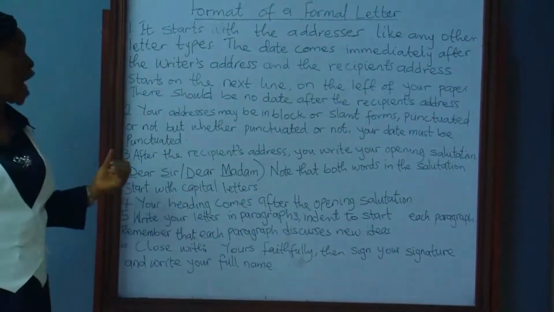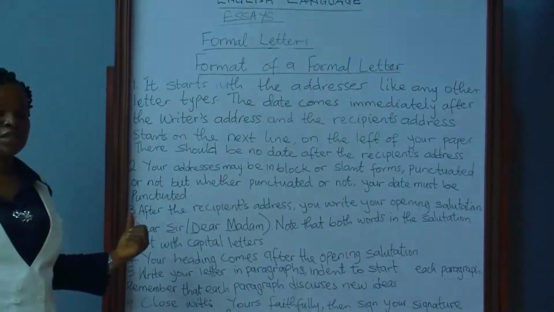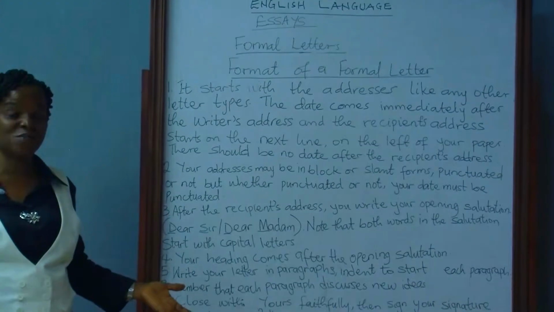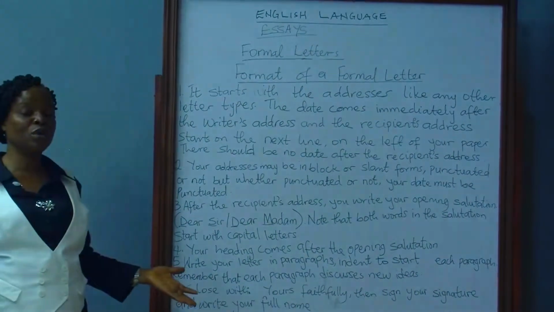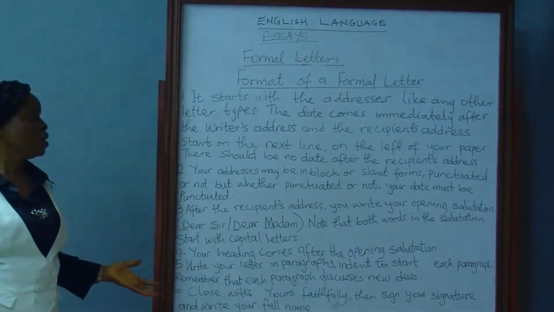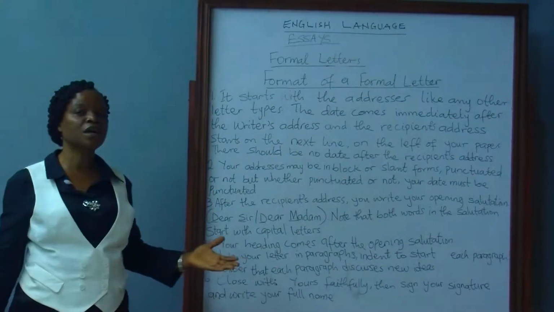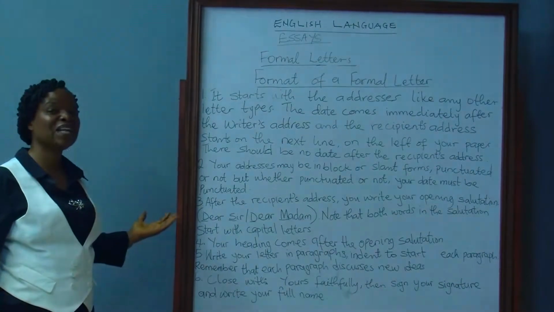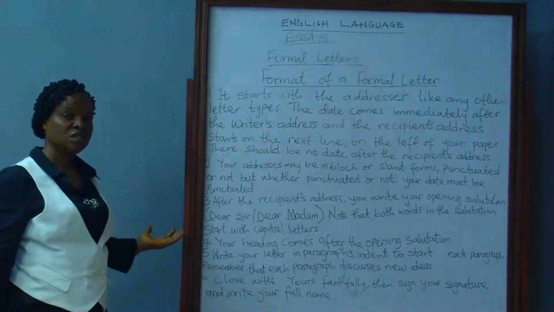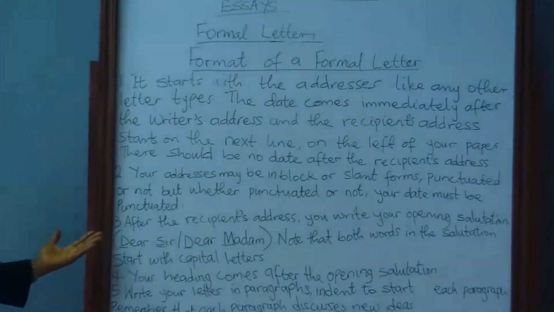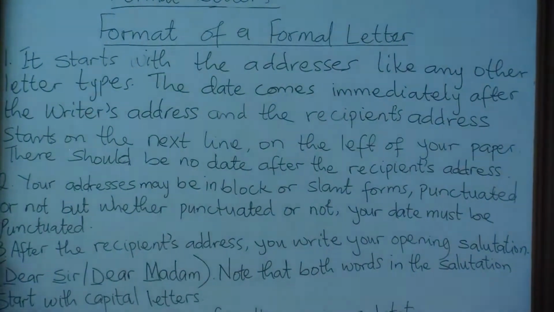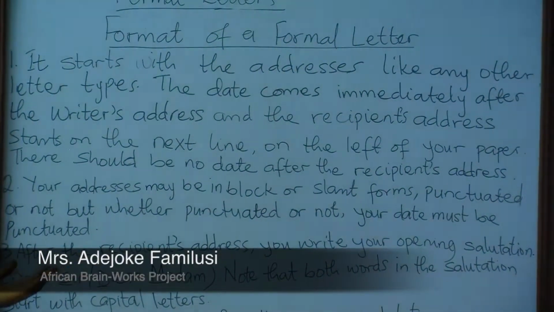Now the date comes immediately after the writer's address. Like when you're writing an informal letter, you write your date immediately. You don't leave any space before the address. And remember the way we said the address should be written. Then the recipient address comes immediately after that, but to the left. And it starts from the margin. Whether you're writing slant or block, it starts from the margin. Okay, so that is that. And after the recipient address, you don't have dates.